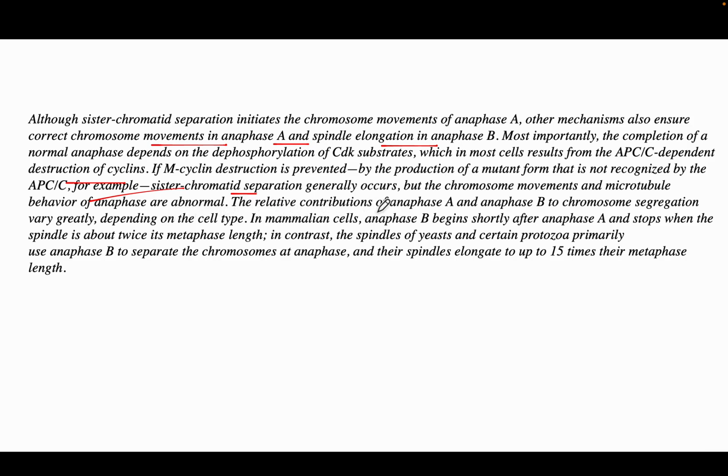The relative contributions of anaphase A and B to chromosome segregation vary greatly depending on the cell type. In mammalian cells, anaphase B begins shortly after anaphase A and stops when the spindle is about twice its metaphase length. In contrast, the spindles of yeast and certain protozoa primarily use anaphase B to separate the chromosomes at anaphase, and their spindles elongate to up to 15 times their metaphase length.